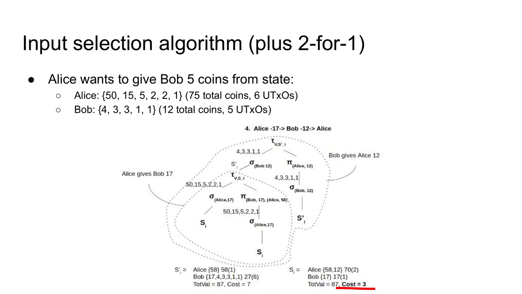Well, we could apply the 2-for-1 transformation and change the way that Alice consumes inputs. So for example, Alice could consume a larger number of inputs and give Bob more than 5 coins. And then Bob could give back these 12 coins that he has in order to balance the transaction. So in the end, we could end up with a situation where Alice has 2 outputs and Bob has 1 output. So in that case, the cost of the entire state would be 3, which is obviously much, much better than either of the 2 previous options.